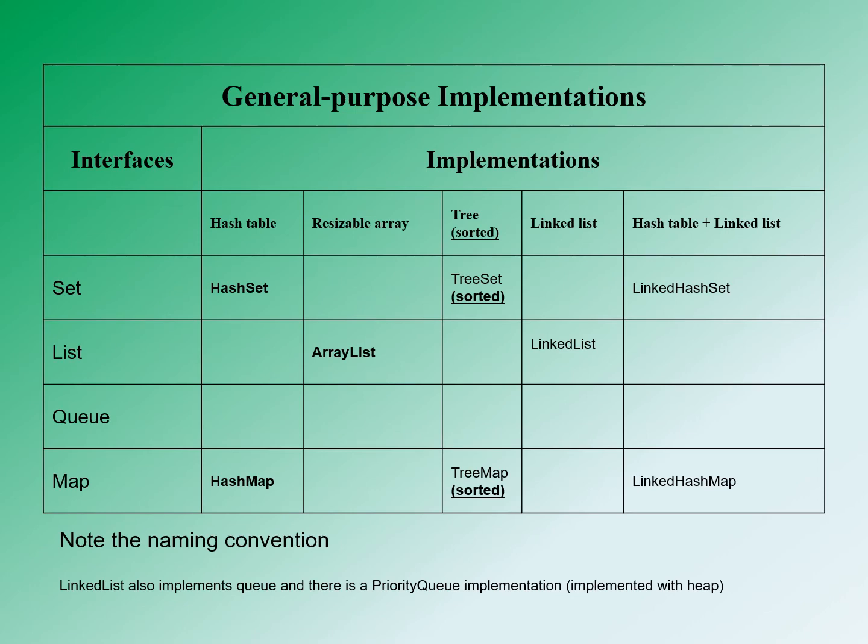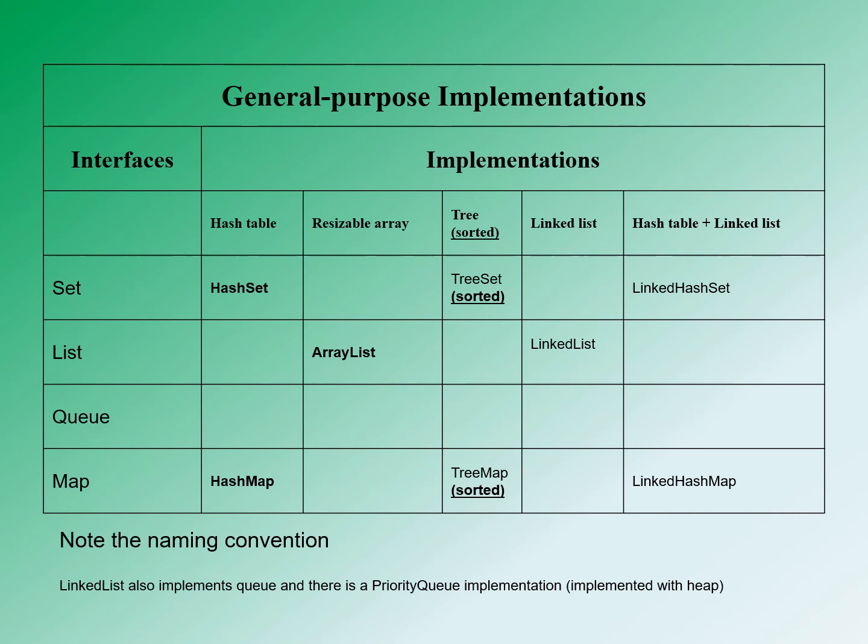Moving forward, these are the general purpose implementations of interfaces. We have the interfaces Set, List, Queue, and Map. If we want to implement Set, these are the implementations. We can use HashSet, we can use TreeSet if we want a sorted set, and we can use LinkedHashSet if we want a hash table plus linked list.